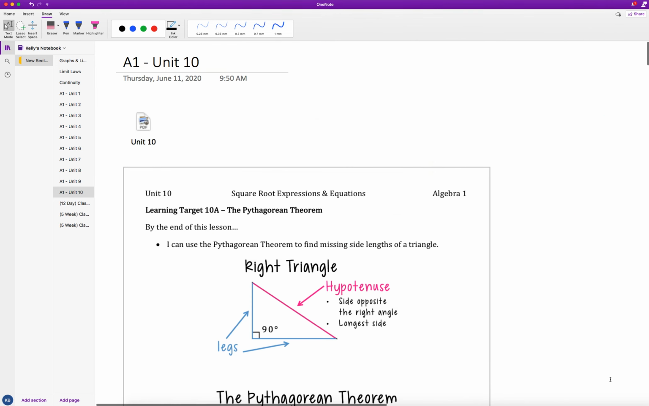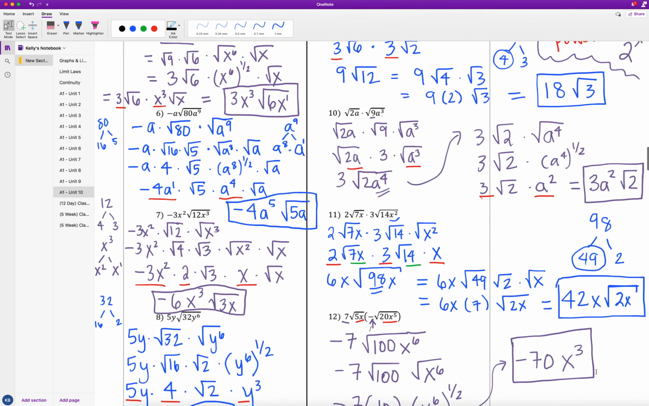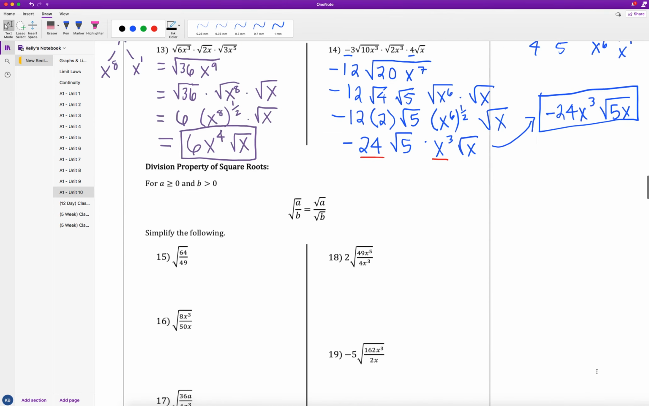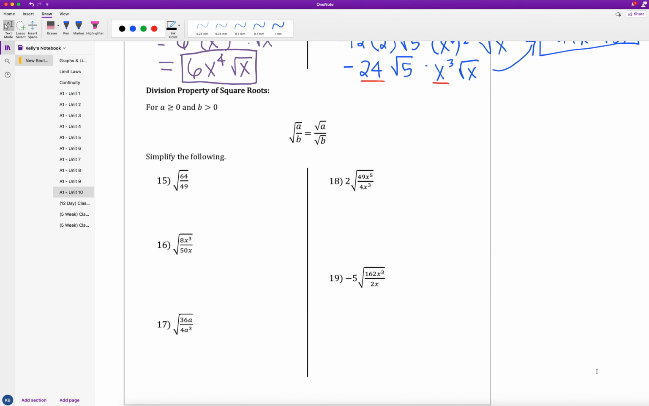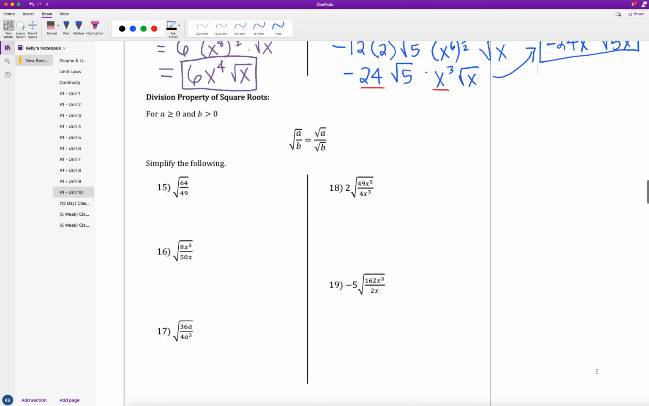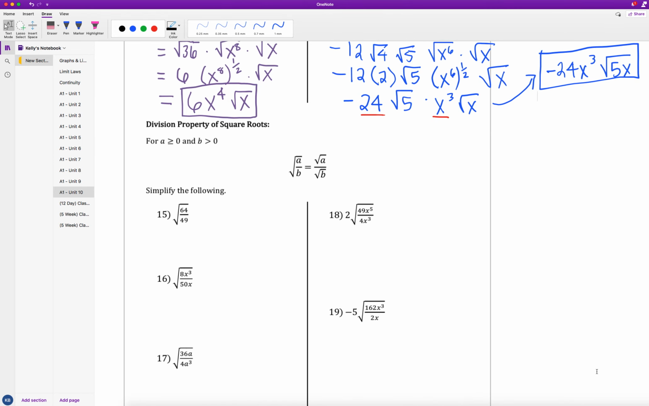Okay, let's look at our division property. Sorry, scrolled all the way back up to the top. So our division property for square roots is very similar to what we did with multiplication.